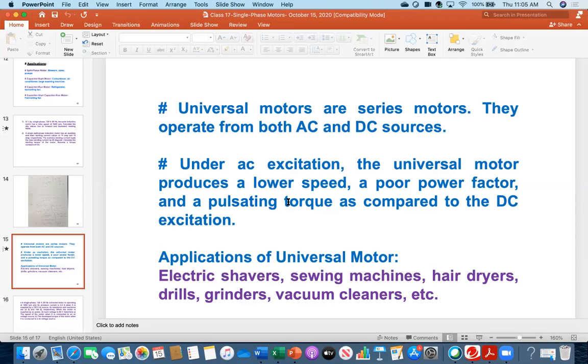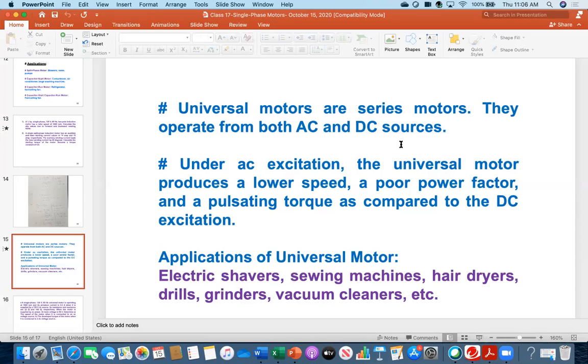The universal motor will produce lower speed with AC. This means if it is DC, then higher speed. Power factor is poor. You can easily guess why it is poor power factor, because DC is not related to power factor. If you apply the DC and there is a capacitor in the circuit, that will be open circuit. If there is an inductor in the circuit, that will be short circuit. So that eliminates the concept of power factor. Power factor is always 1 in case of the DC.